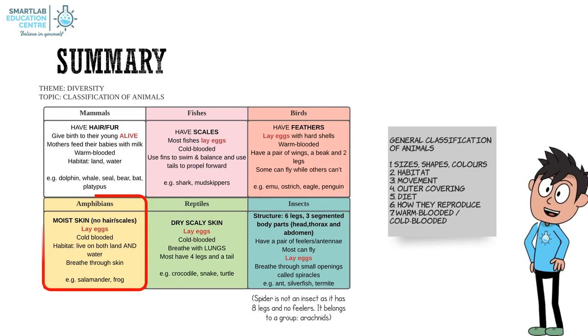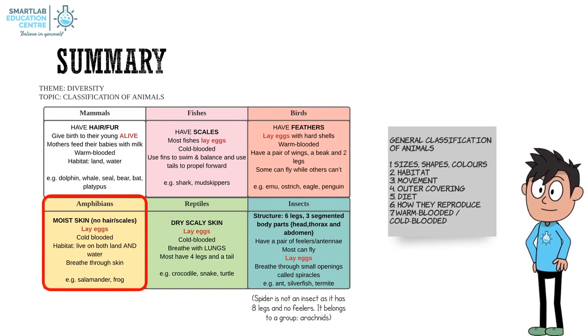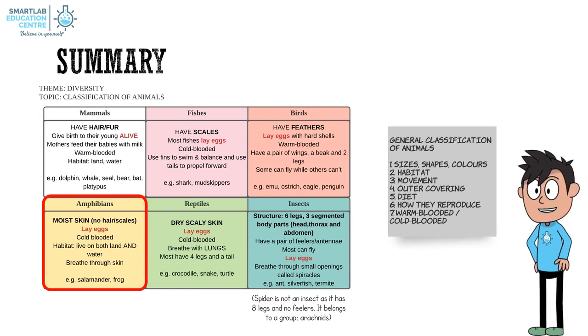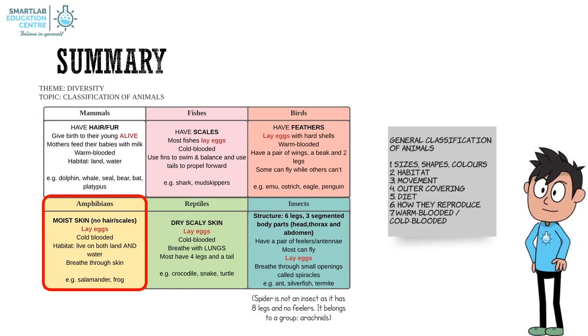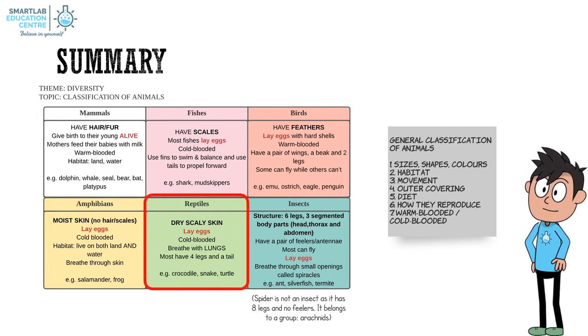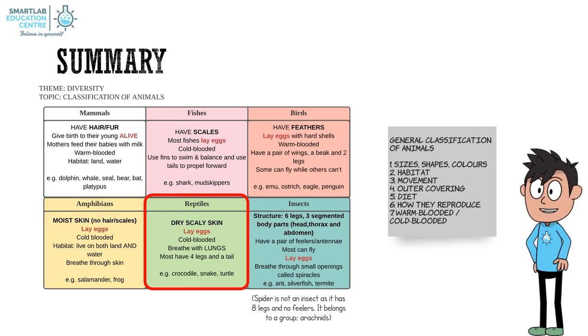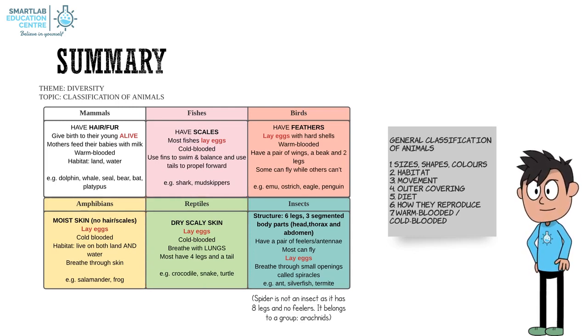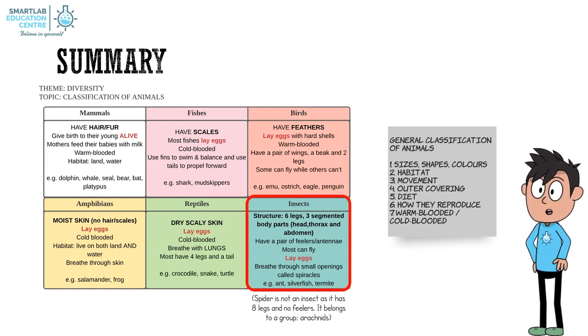Amphibians have moist skin, lay eggs, cold-blooded, live on both land and water, and can breathe through skin. Examples of amphibians are salamander and frog. Reptiles have dry scaly skin, lay eggs, cold-blooded, breathe with lungs, most have 4 legs and tail. Insects have segmented body, a pair of feelers, most can fly, lay eggs, breathe through small openings called spiracles.